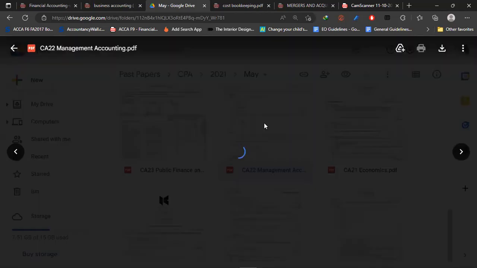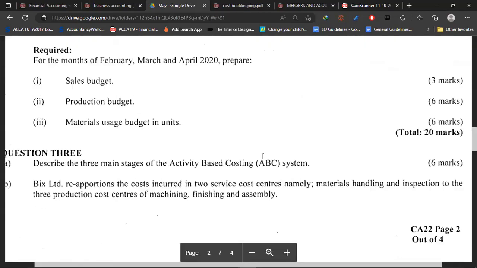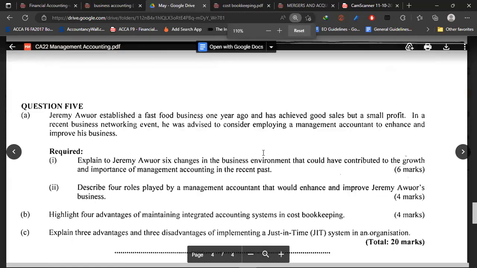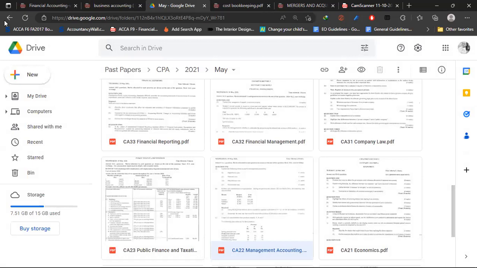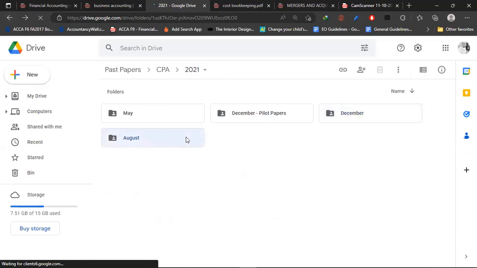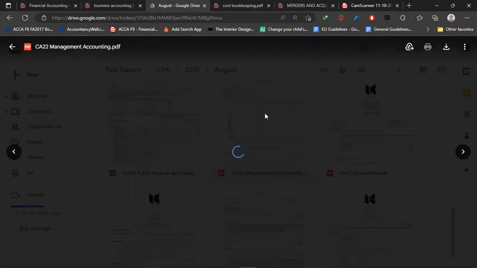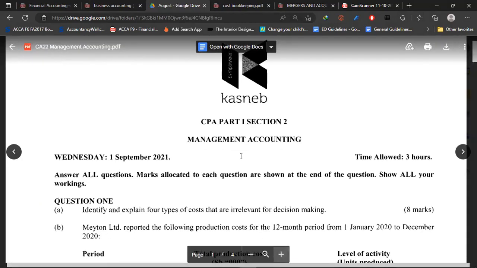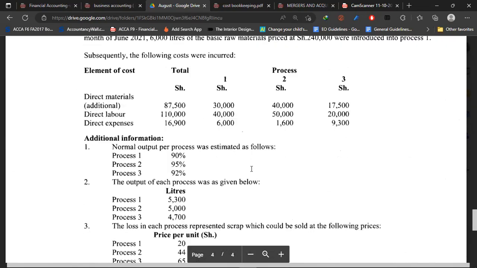So we have good questions here. They normally bring this question at the end so that we become confused at the end of the day. This is May, so let us look for August. Basically, here is our September, so let us go there and check right at the end. So the question is here.